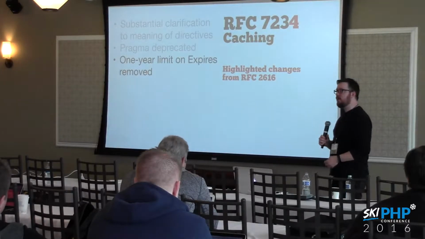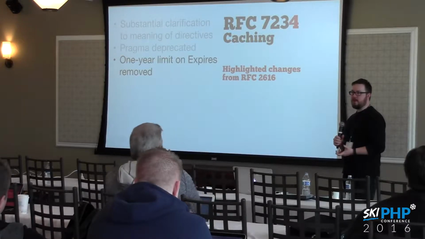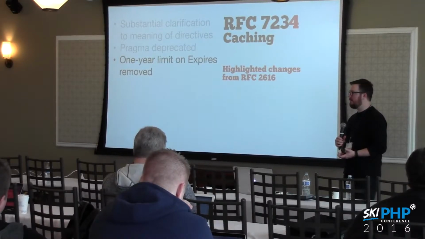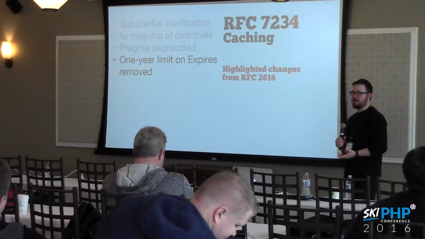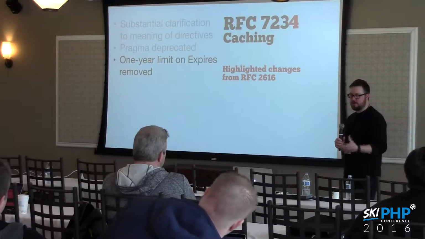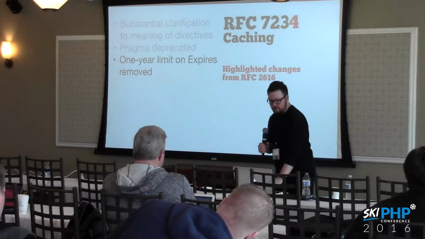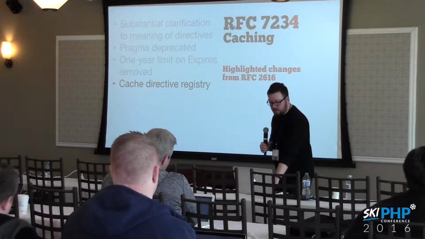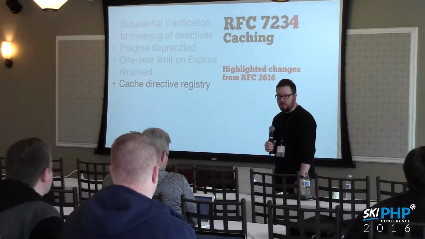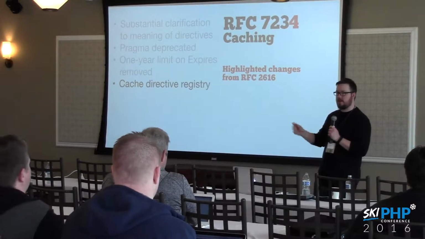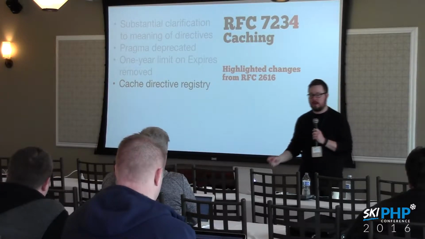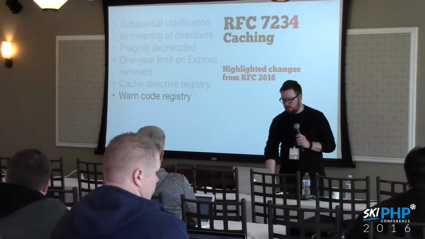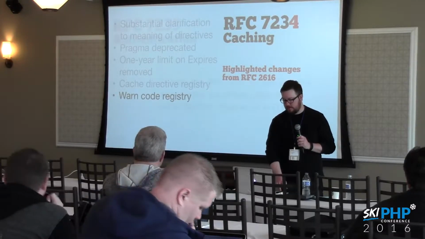There used to be a 1-year limit on the expires header. They've removed that limit with a caveat that just says, use your best judgment, and maybe things shouldn't expire, or should be fresher than 1 year. But if you need to have a limit of 2 years, you can now. There's a cache directive registry, and that has all these different cache directives that you can specify when using the cache control headers, and now the registry allows that to be extensible. And there's also warn codes for the caches, and they've created a registry for that.